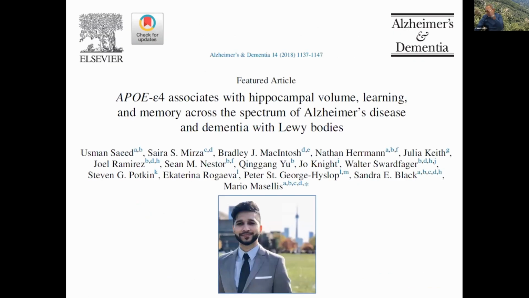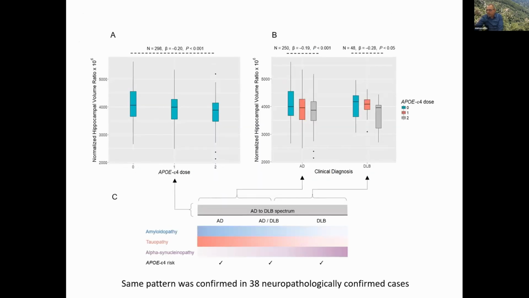So I'll present some data from one of my former graduate students, Saeed et al., where we looked at ApoE4 and how it associates with hippocampal volume, learning, and memory across the spectrum of Alzheimer's and Lewy body dementia. In this study, what we found was that depending on the number of copies of the ApoE4 allele you have, if you had 2 copies, you had smaller hippocampal volumes than those with 1 copy, than those with no copies. And this was across all patients.